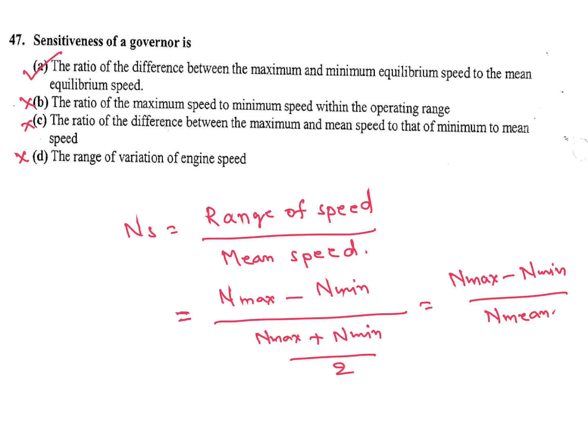NS with load is range of speed by mean speed. This is very, very useful in solving problems. So many times they are asking flywheel problems. There we will have to use this one.